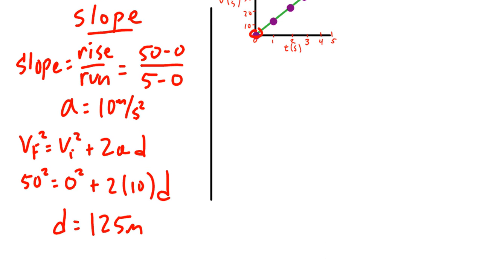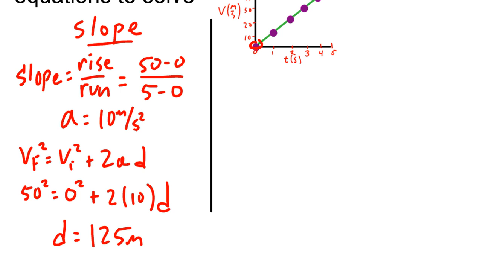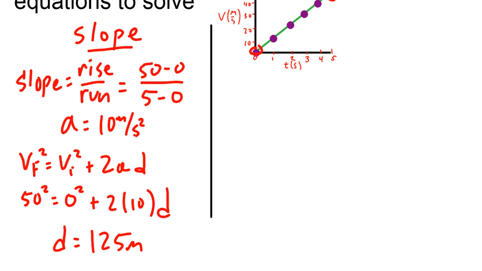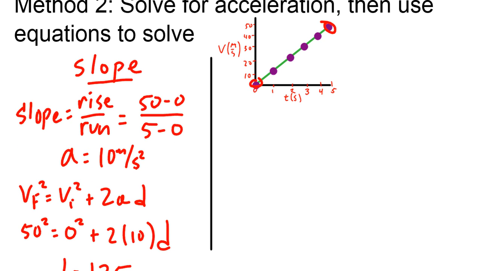Another way to solve this problem as well is, instead of using the slope to find the acceleration, we could simply use another kinematics equation to find the acceleration. The one that I like to use a lot is v final equals velocity initial plus acceleration times time, where we just simply pick again our two data points. Any two would work, plug it into the equation and solve.